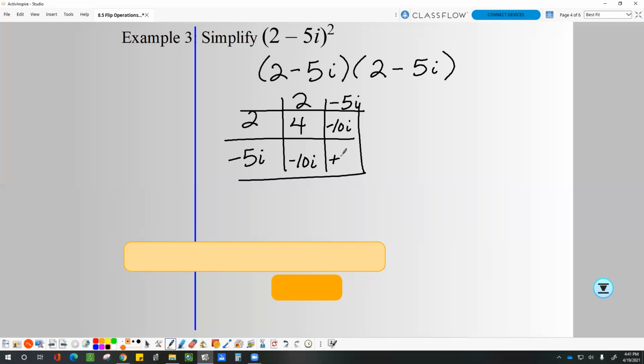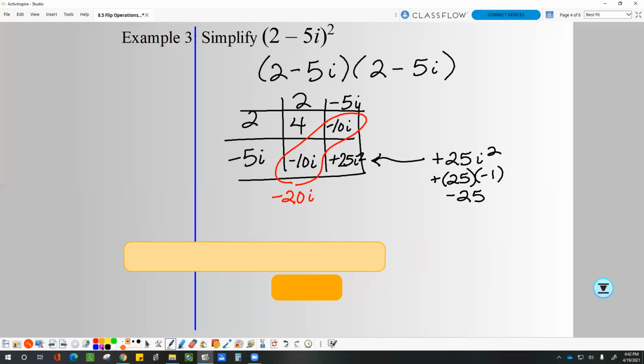This is plus 25i squared. That doesn't fit in my box, but okay. So I get here plus 25i squared. Anytime you have i squared, trade that for -1. So we'll change this plus 25i squared to minus 25. And then I will combine that with the real number. So I'll combine these on the diagonal just like I do if I have a polynomial, minus 20i.